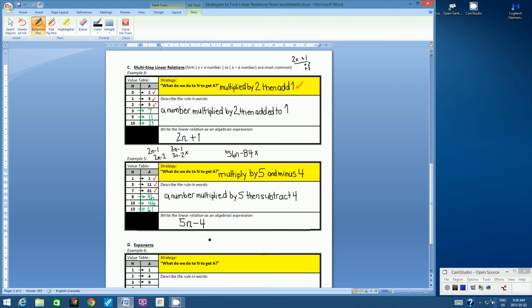Okay? So obviously, multi-step problems are a little more challenging than the single-step problems. But again, if you use a pattern, if you use a logical approach, then you should be able to find the pattern. Okay, so this concludes part 3 of this super note, this video on strategies to find linear relations.